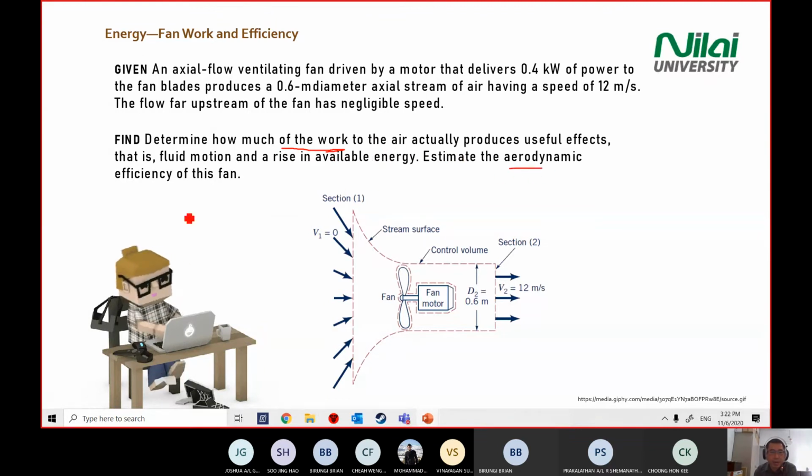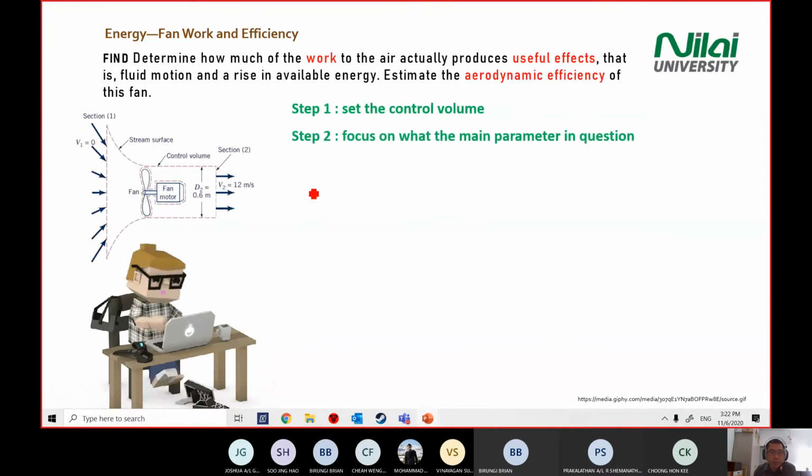And we estimate the aerodynamic efficiency of this fan. So try to solve this one. Again, you try to focus on the control volume. It is already given to you in the tutorial slides, in the tutorial paper. All the area was highlighted, and this one does not include the motor. Focus on the main parameters, and then we match.